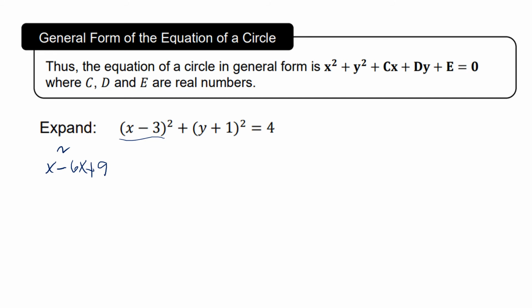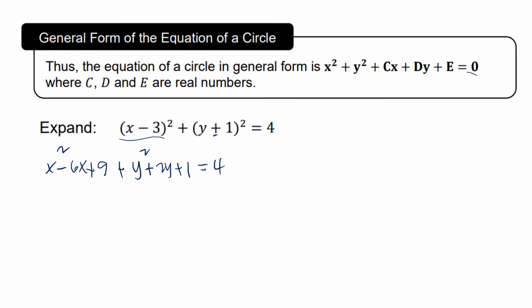Okay, so we continue here. So here, this is y plus 1 squared. So squaring binomials ulit. So y squared is y squared. Square of 1 is 1. And then, since this is positive, so automatically this is positive. Ito na kanina, negative, so that's why this is negative. And then 2 times 1 times y will give you 2y. So 2y and then plus 1 equals 4.